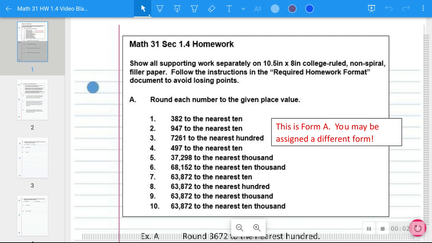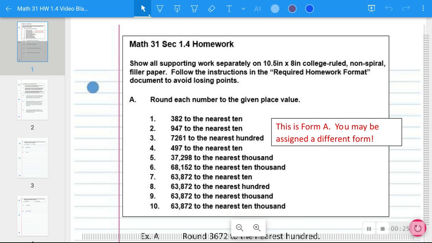Okay, we're going to look at Math 31, Section 1.4, homework help here. And this lesson is all about how to round correctly. I've always thought rounding is an easy skill, but I find a lot of people don't master the concepts and then they have trouble with it. So in this first section, we're just going to do rounding to a specified place.